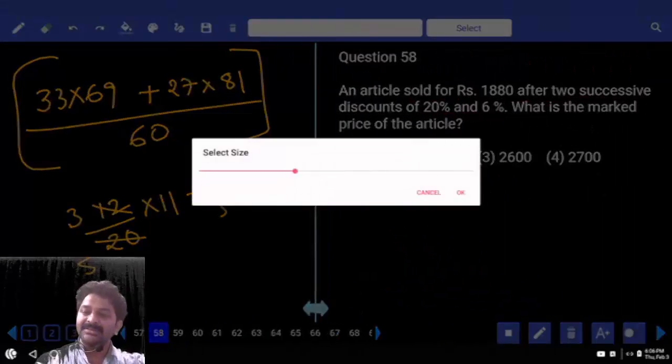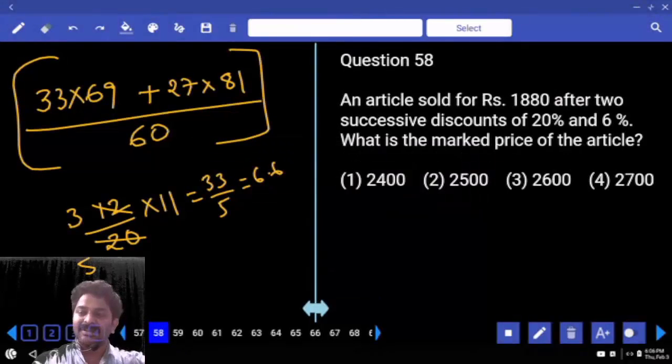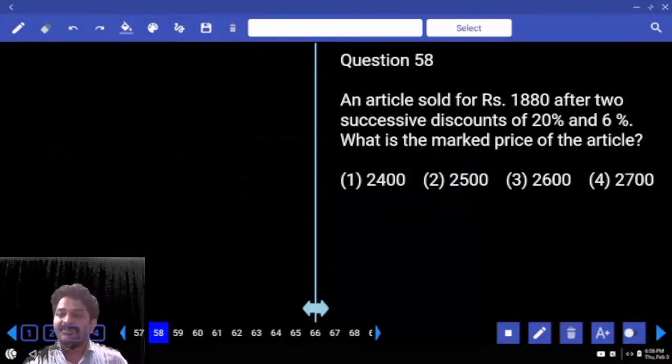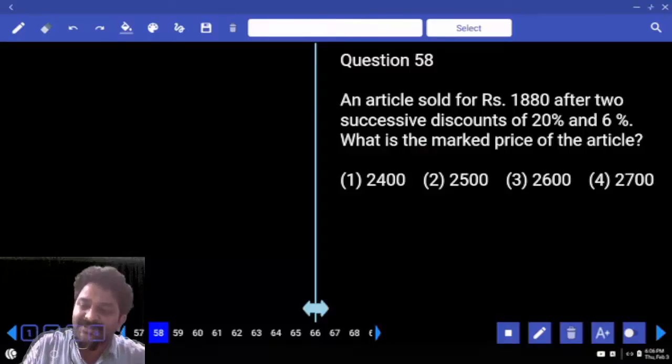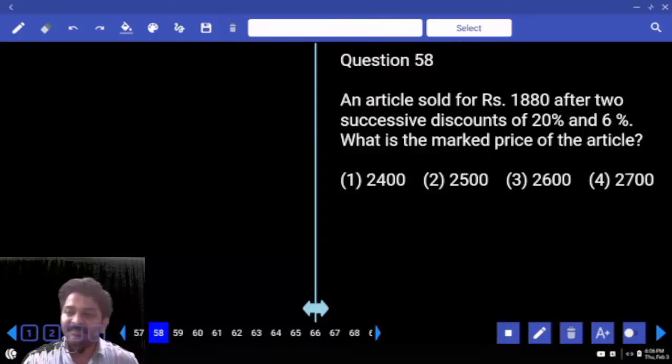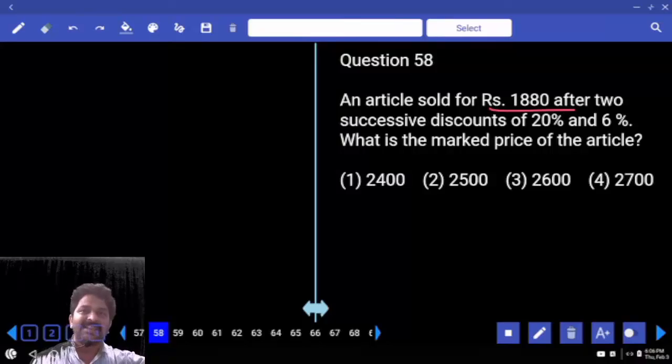An article is sold for 1880 rupees after two successive discounts of 20% and then 6%. What is the market price of the article? That's what we need to calculate. So after two successive discounts, our number is 1880. Is that a multiple of 9?